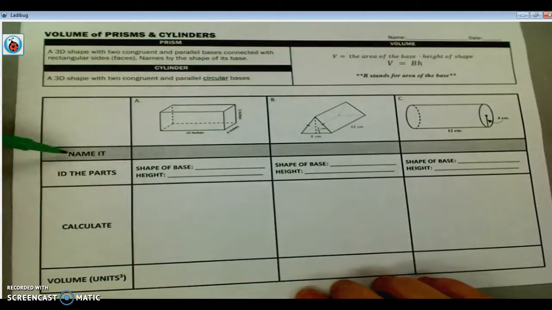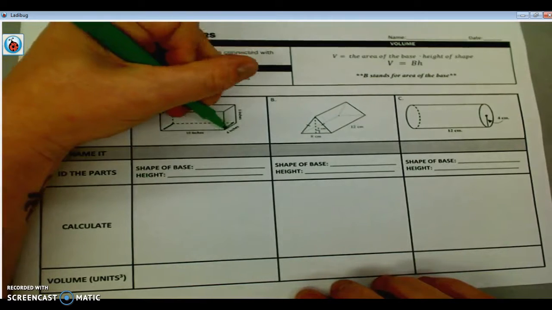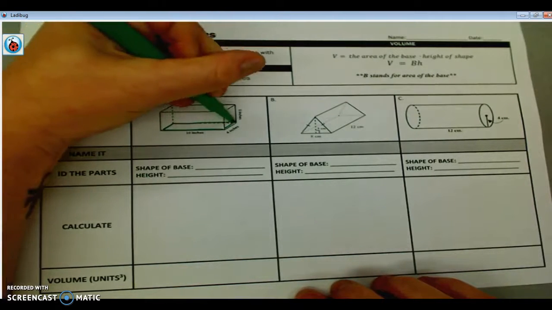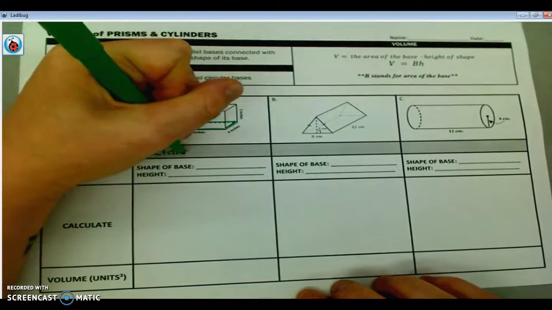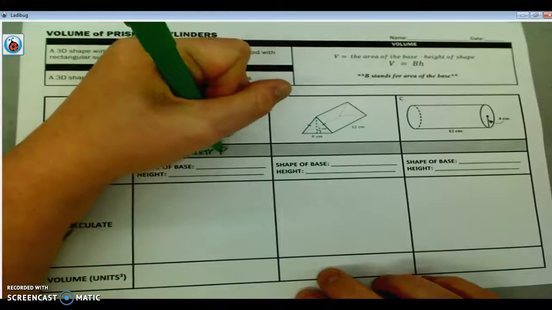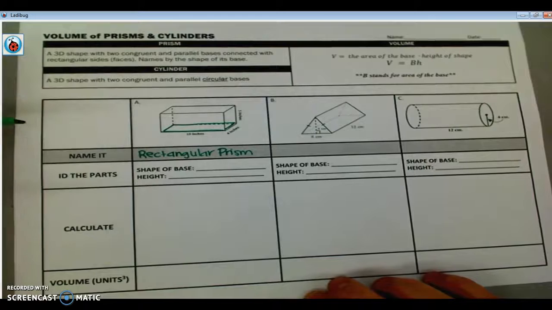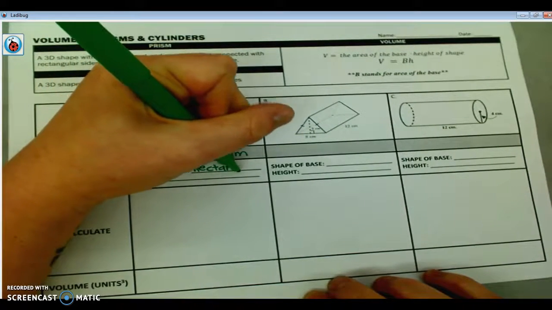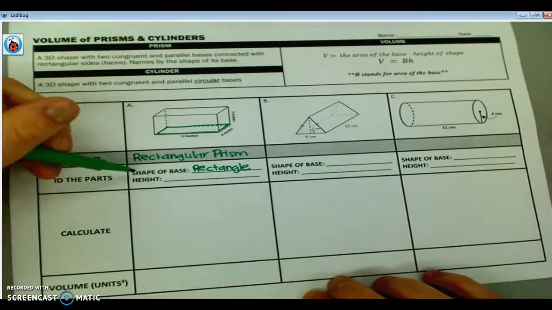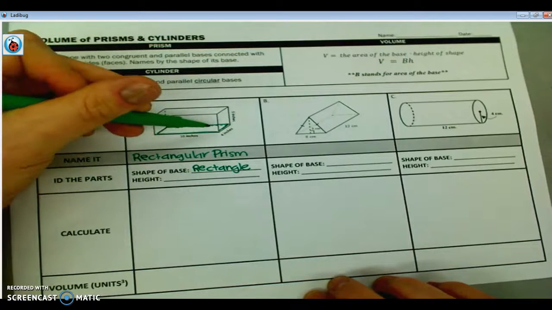So in this one, the first thing we need to do is name it before we can find the volume. We see here that our base is a rectangle, so it's a rectangular prism, right? Because we can name it a rectangular prism, that means the shape of the base is a rectangle. As we're doing this, it's also important to pay attention to what the dimensions are, what's the base, and what's the height.